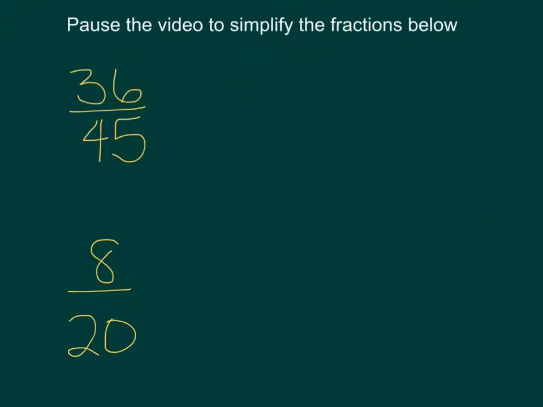Pause the video to simplify the fractions below. So the first one is 36/45. I'm going to simplify this one by finding the greatest common factor.